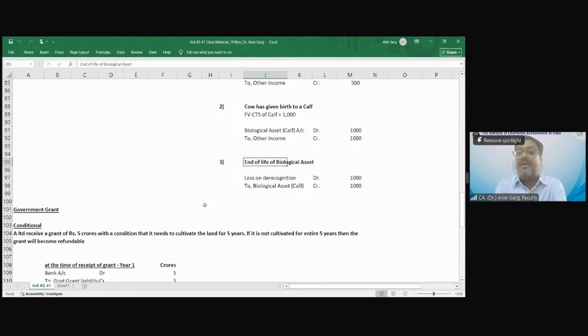What is the accounting entry? Same reversal of the above entry. So loss on derecognition of biological asset. And if the residual of the calf is sold to the slaughterhouse, for example, for 200 rupees, what is the accounting entry?